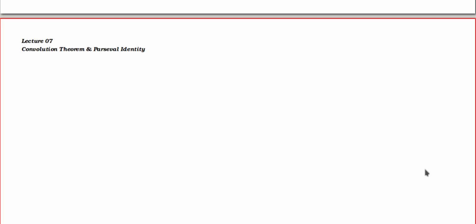Hi everyone. In this video, we will see something called the convolution theorem and Parseval's identity for Fourier transformation. So, what is the convolution theorem? As we have discussed in the Laplace transformation, it's exactly similar to that.